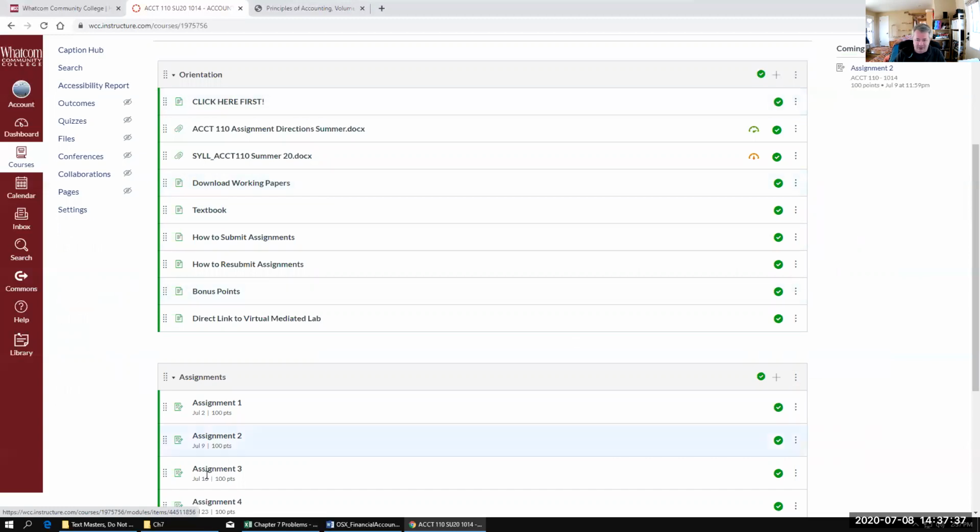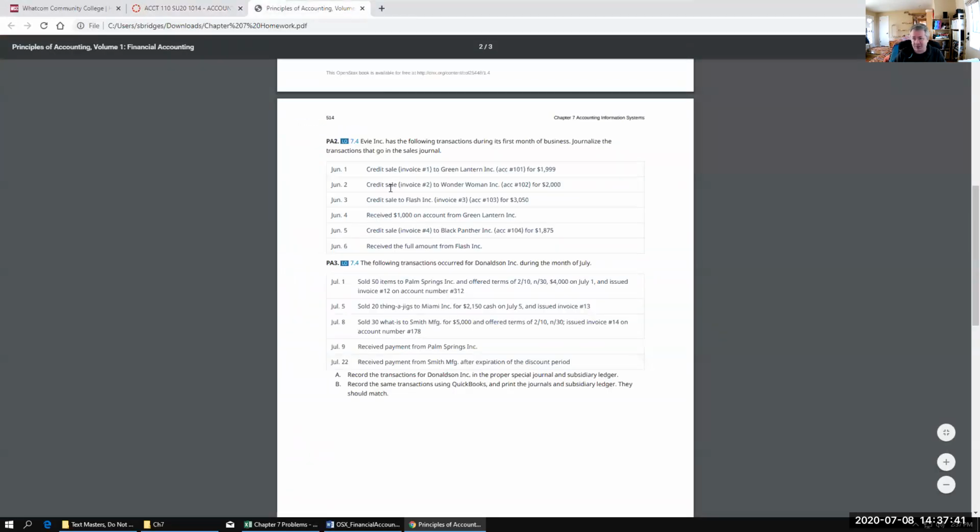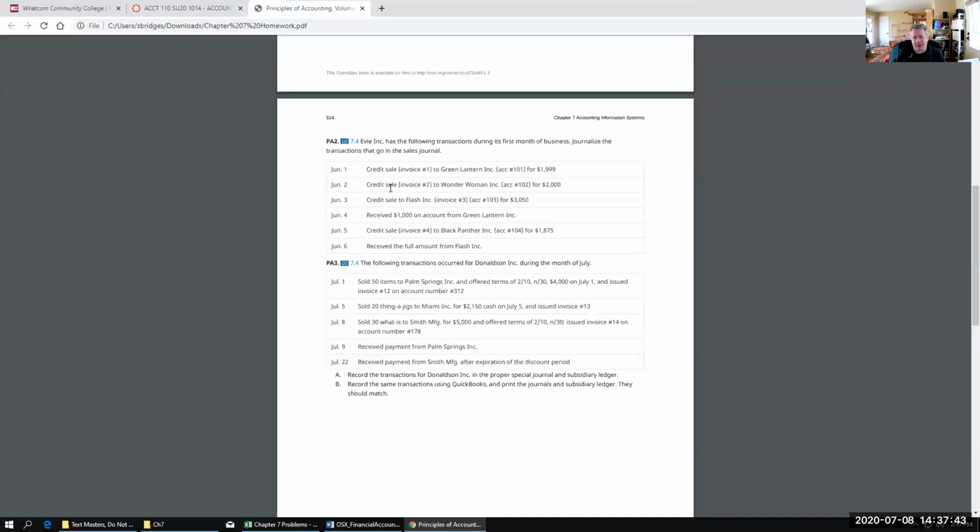And then I've already gone into assignment 2, and I have opened up the problems. Chapter 7, especially for the first few problems here, is looking at subsidiary journals. This assumes you've read the chapter. Subsidiary journals are just special journals where you put in specifically cash purchases, cash sales, account sales, and account purchases.